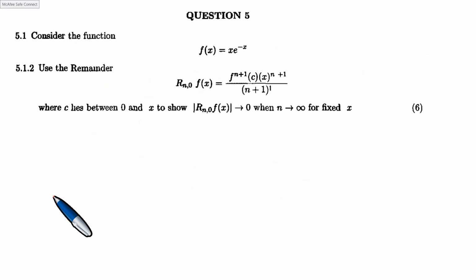Now the next thing is we do the second part. We are still given the same function, but now we just want to do the remainder. So we need to use the remainder. This is the remainder, where c lies between 0 and x. What does it mean? It means c lies between 0 and x, like this. We want to show that this approaches 0 as n approaches infinity for fixed x.